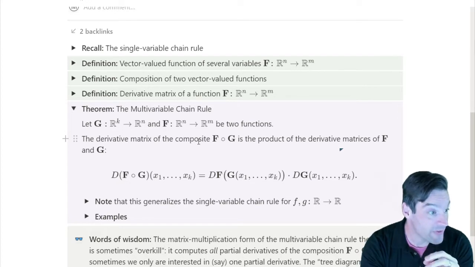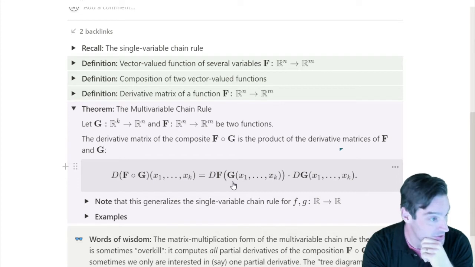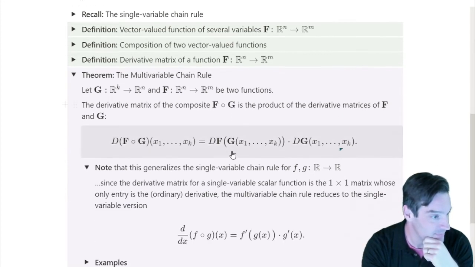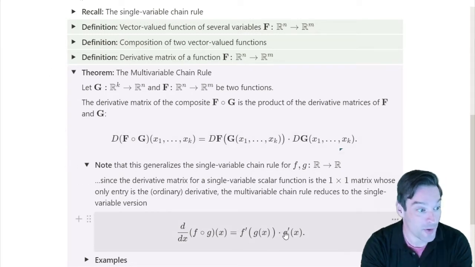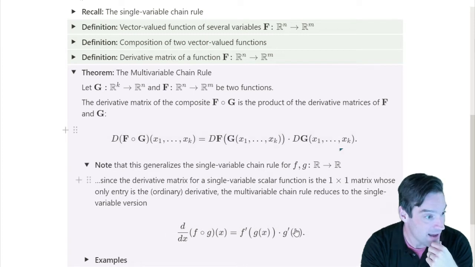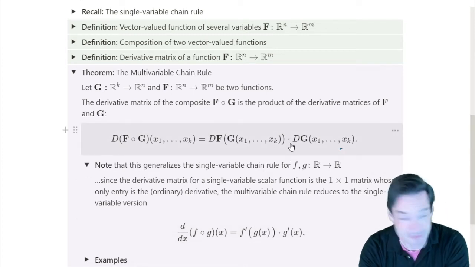It says that the derivative matrix for the composite function f composed with g is nothing more than the derivative matrix of f multiplied by the derivative matrix of g. But the derivative matrix of f has to be evaluated at the output of the g function. So this is just the higher dimensional analog of, in the single variable case, the derivative of f evaluated at g multiplied by the derivative of g. It's just that now, instead of multiplication of real numbers, this is multiplication of matrices.